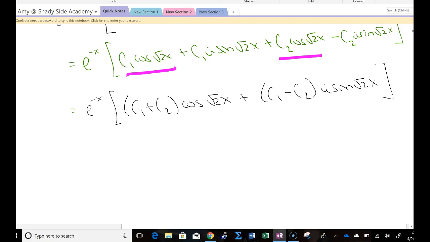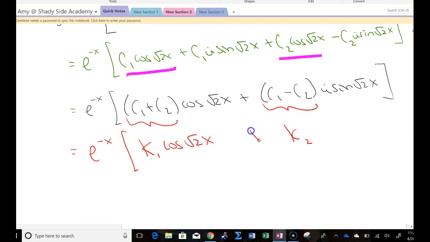I'm going to simplify my life here for a minute and say that C1 plus C2, this right here, is just another constant, and this is just another constant. I'm just going to call those k1 and k2, just to simplify things. I now get e to the negative x times the quantity cos radical 2x plus k2 i sine radical 2x.